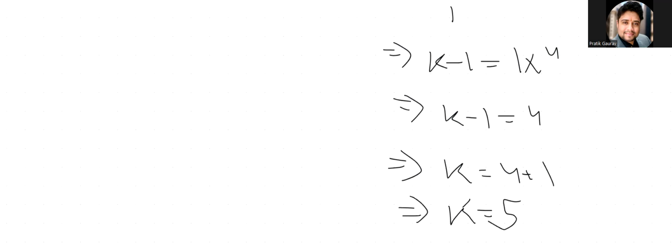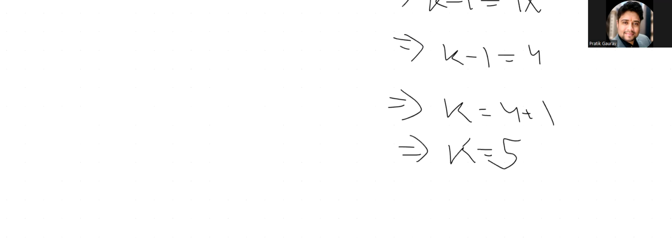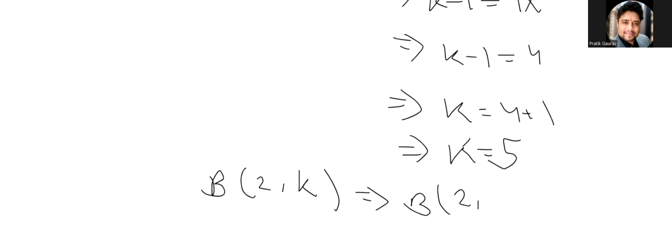That's why the point B is (2, 7). So like this, we have to solve the answer.